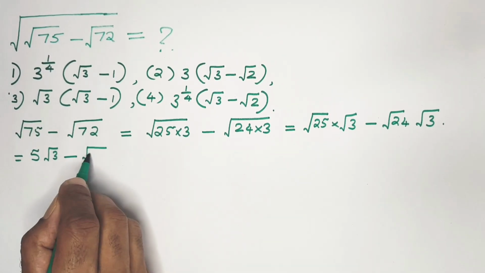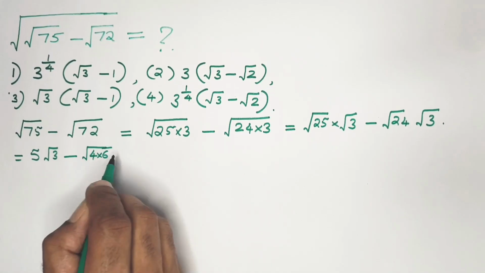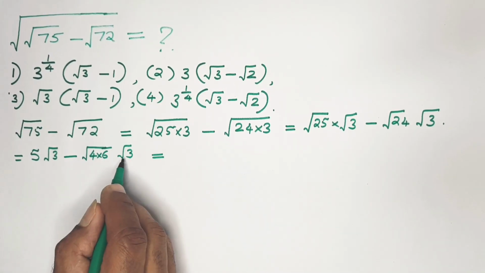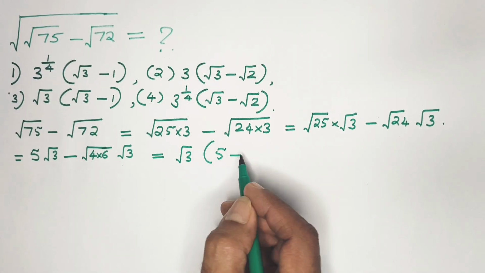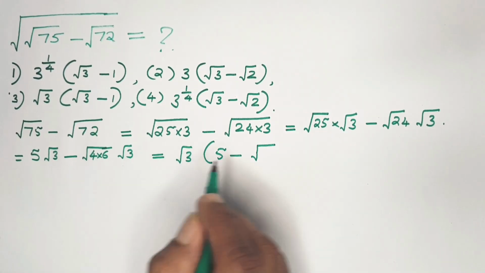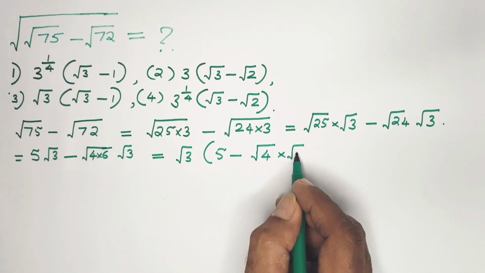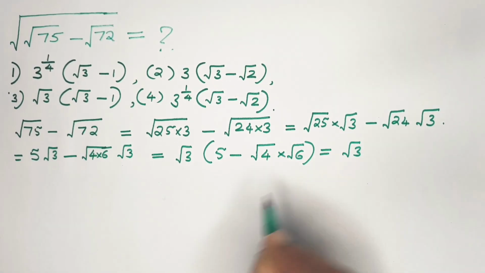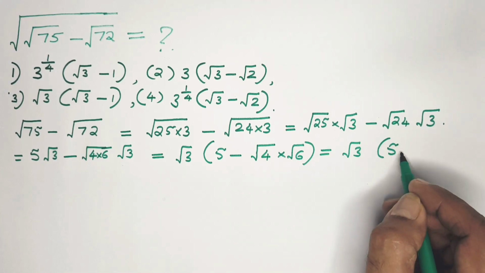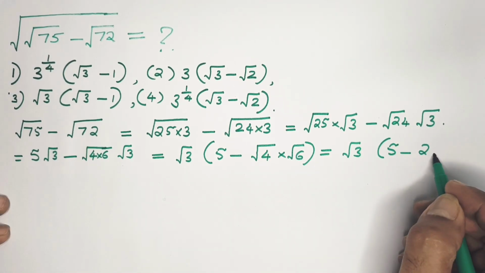Let me split 24 as 4 times 6. Then you can see root 3 being common. Let me factor it out. Inside you have 5 minus. Let me distribute the root sign to 4 and 6. So you have root 4 multiplied by root 6. This equals root 3 times 5 minus root 4, which as you know is 2, then you have root 6.